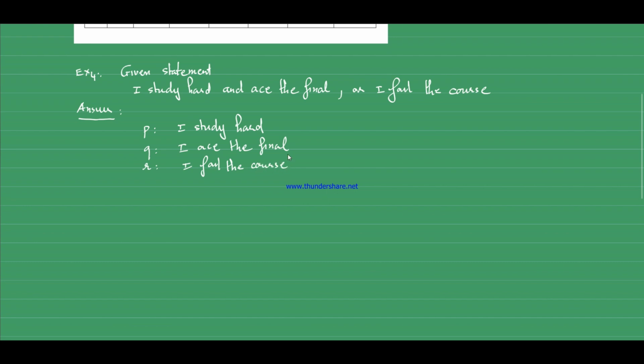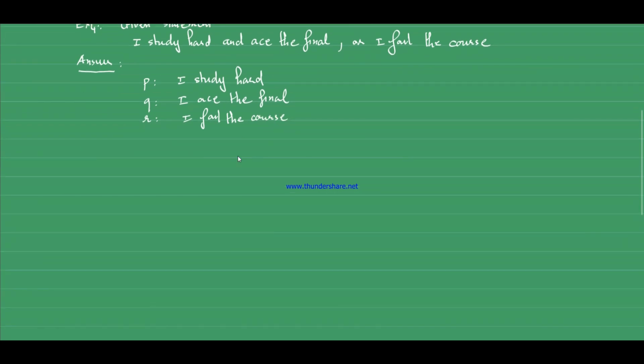Okay, so let's see how we're going to create the symbolic statement. It looks like there's the comma over here, so this is the whole group right here. I study hard and that could mean the conjunction. So P conjunction with Q, or, meaning disjunction, with R.